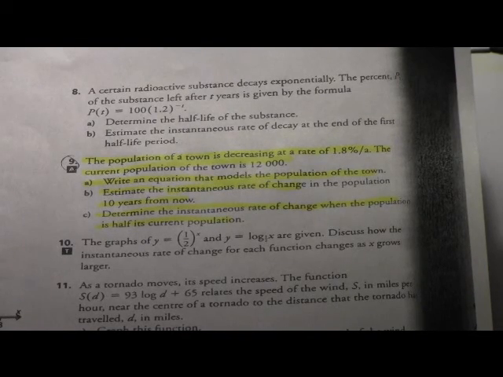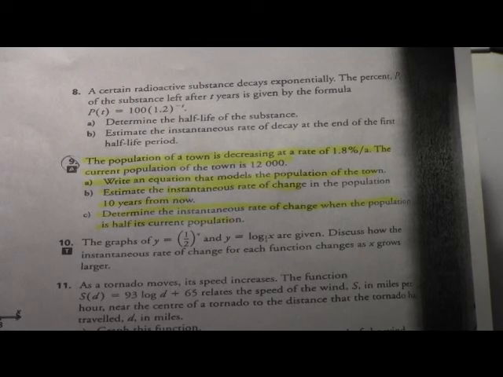And then after that, part B says estimate the instantaneous rate of change in the population 10 years from now. Part C says determine the instantaneous rate of change when the population is half of its current population. So part A, we're going to go back to what we did before in grade 11, and we're going to be using the equation f of x is equal to x to the n to create our equation.